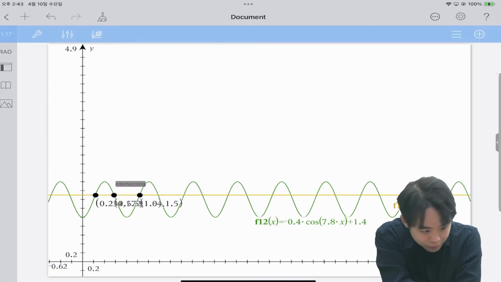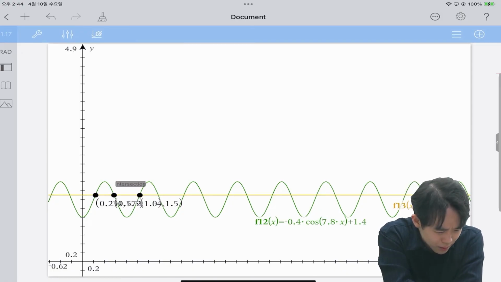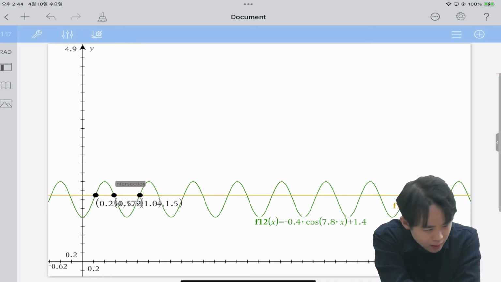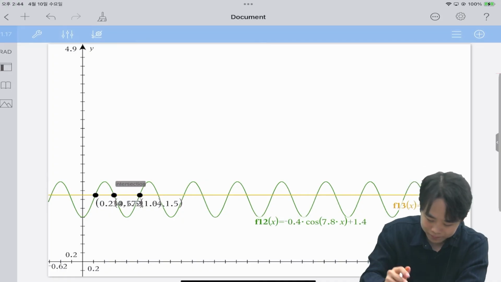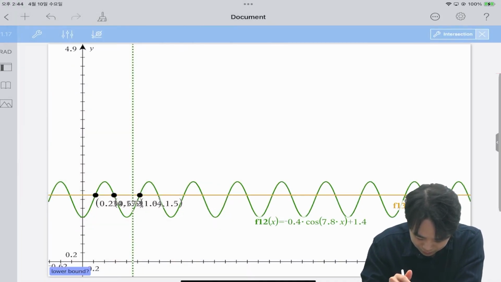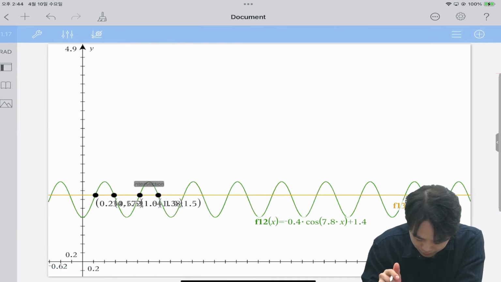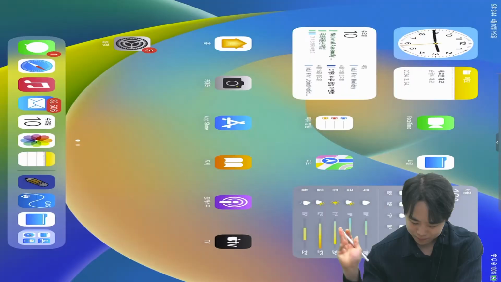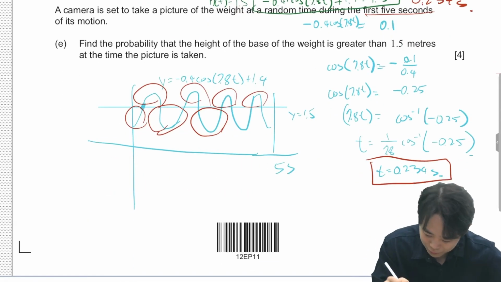From 0.234, we're basically adding 0.806, which is what we get for 1.04. Then we find one more intersection from here to here, so 1.38. So that keeps on going. Let's try to wrap that around.